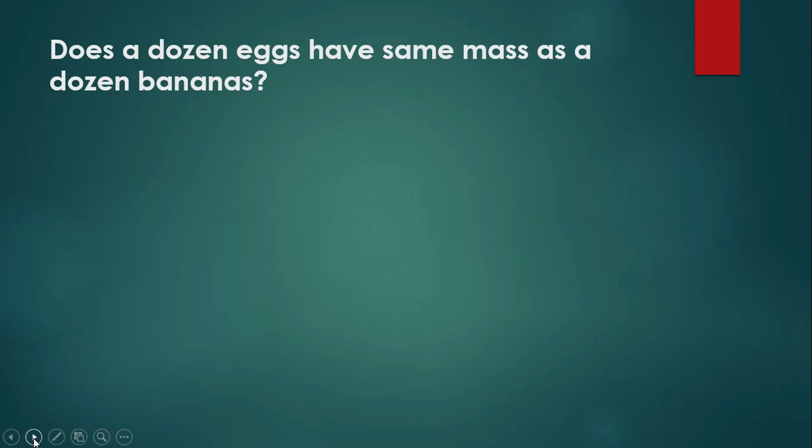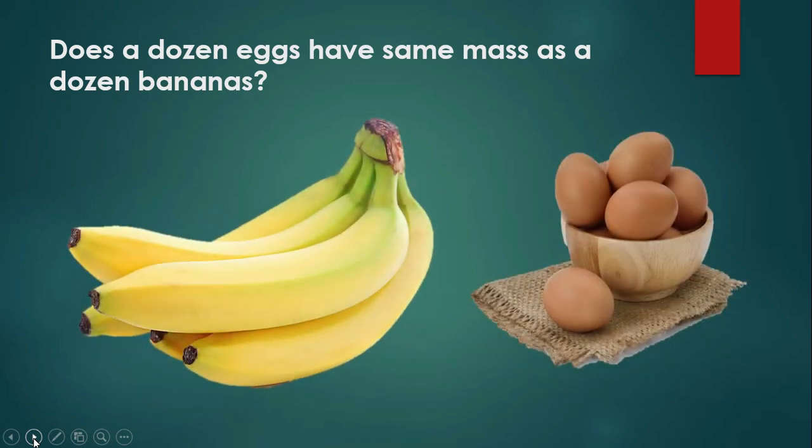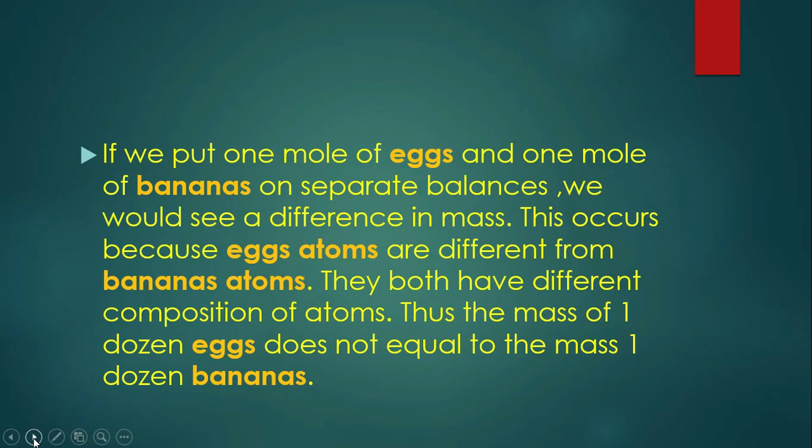Now, students, there is another question: does a dozen eggs have the same mass as a dozen bananas? Their counting unit is the same, a dozen. But if we have 1 dozen eggs and 1 dozen bananas, their counting unit is the same, but do they both have the same mass? Okay, let's see. If we put 1 mole of eggs and 1 mole of bananas on separate balances, we would see a difference in mass.